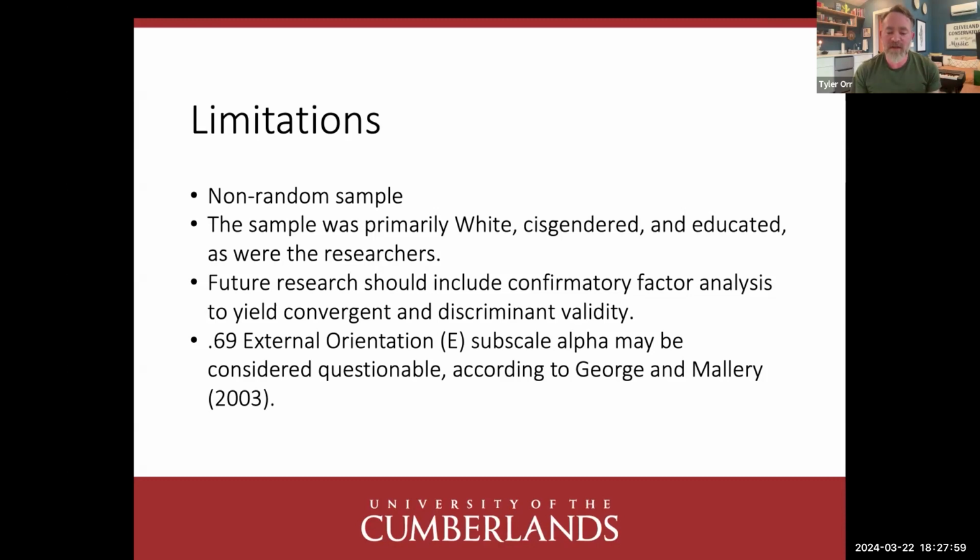Another limitation is the 0.69 external orientation alpha score, which is considered questionable by a lot of researchers. The universal standard for cutoff is 0.7, and the paper that is the most widely cited for that is by Hair et al., who suggested the 0.7. However, in that paper, they also said that 0.6 is acceptable, especially for more exploratory research.